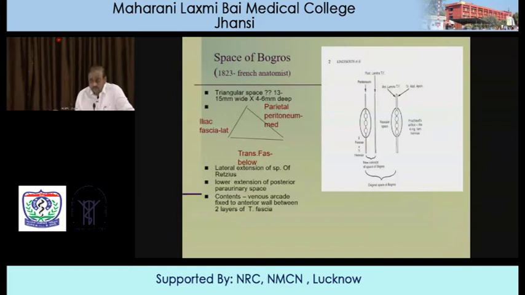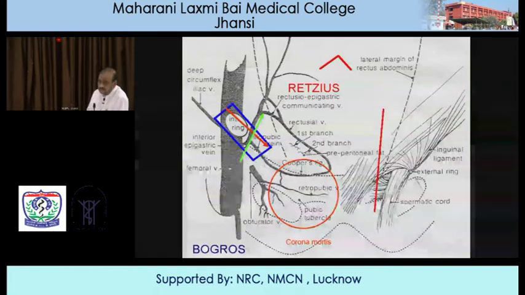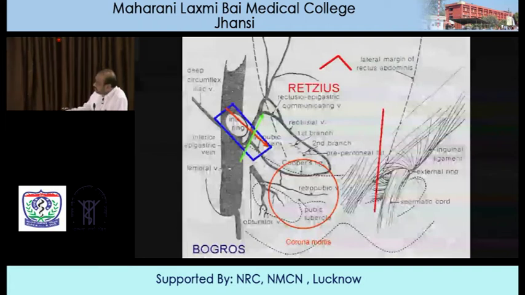But where? In between the lateral edge of the rectus and the inferior epigastric. Simple. I'll show you a figure. Look at this figure. Can you see the lateral edge of the rectus? And you can see the inferior epigastric. See this? What is this? These are branches of veins coming out from the rectus abdominis muscle. First, second and third branches. And anastomosing with what? The inferior epigastric.